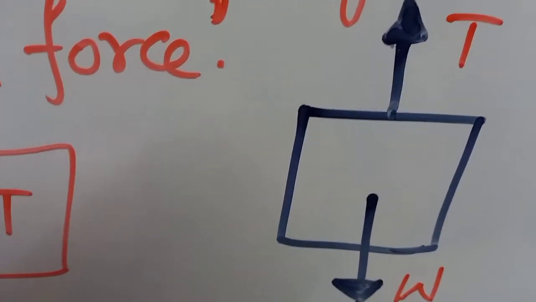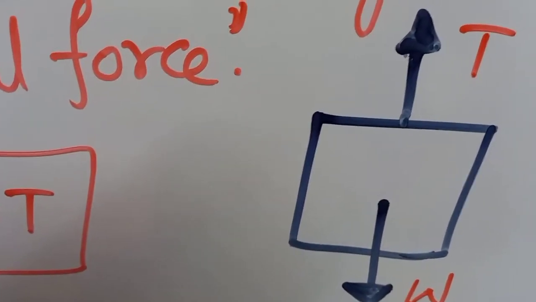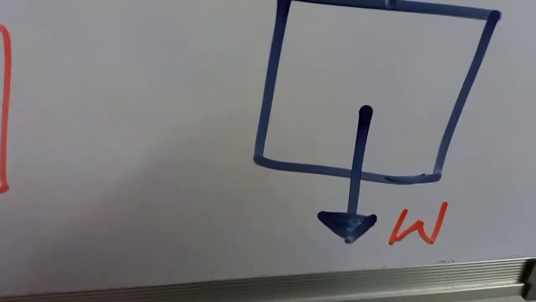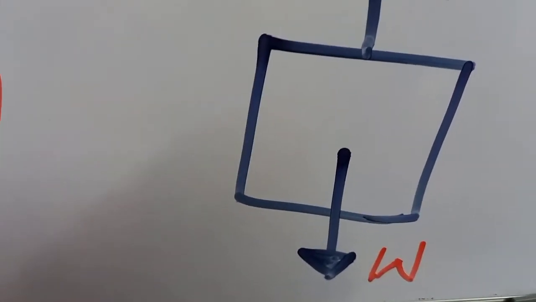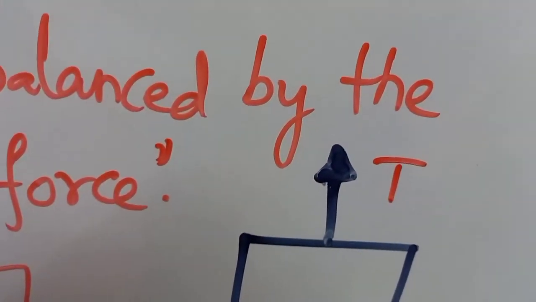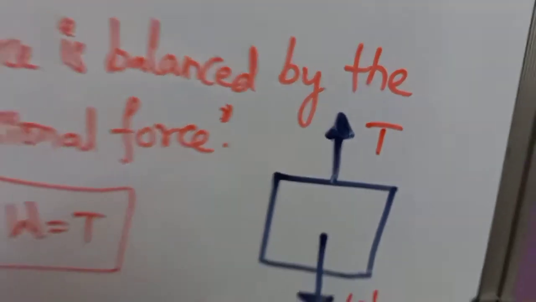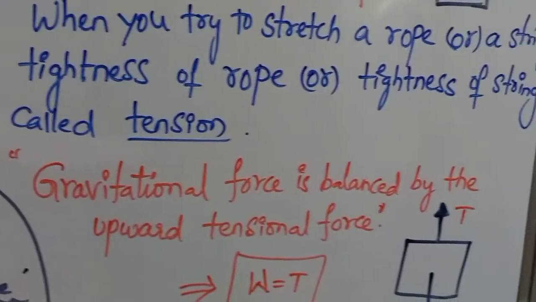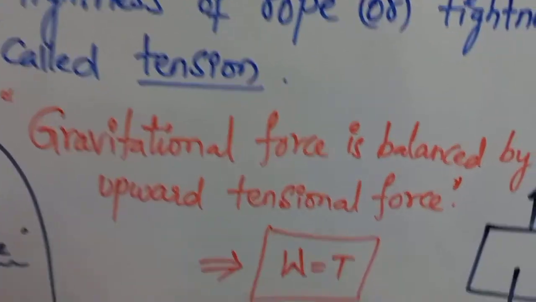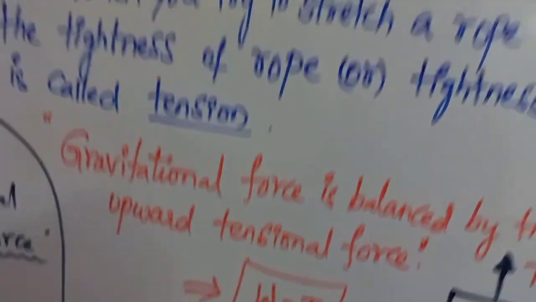Suppose, let us assume this is the stone which is tied to the string. Then W indicates the gravitational force acting in the downward direction, and T indicates the tensional force acting in the upward direction. And again in this case also, the gravitational force is balanced by the upward tensional force. W is equal to T.